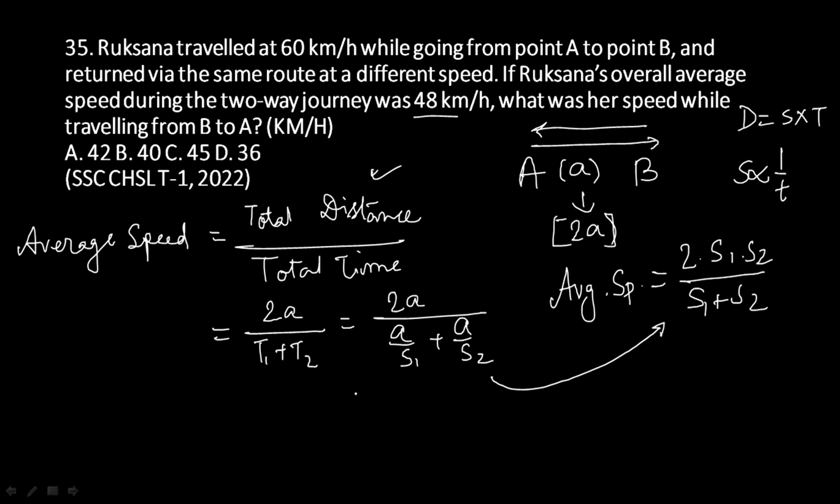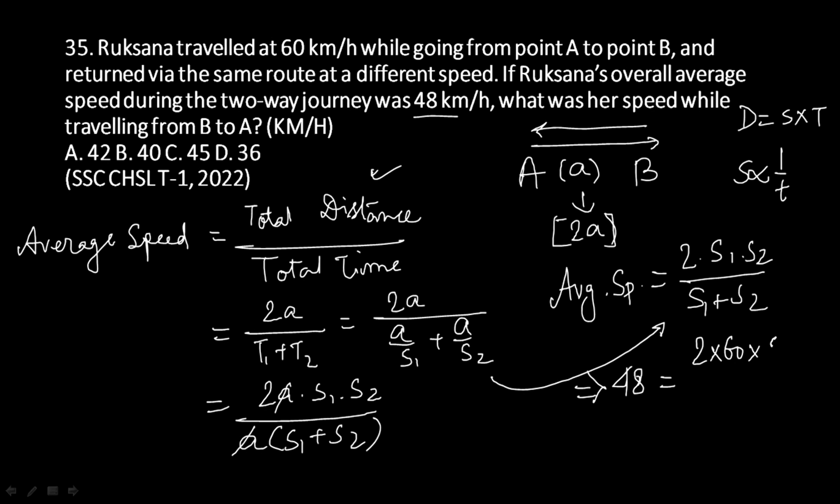Well, I am doing it for you. It will be 2a into s1 s2, and a is in common, s1 plus s2. Now I hope it is understandable to you. So here average speed is given. Average speed is 48, and this 48 is equal to 2 into 60 into s2, and in the denominator it will be 60 plus s2.